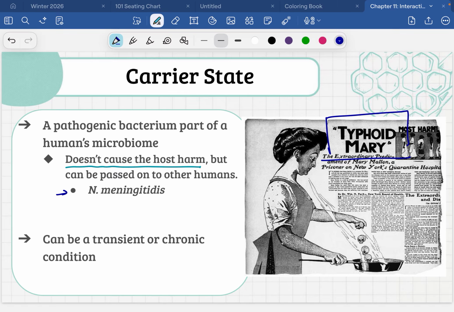It doesn't really matter. But Typhoid Mary was a real person who actually lived, and she was in a carrier state of something called Salmonella typhi. She was a carrier of Salmonella typhi, and Salmonella typhi caused the disease typhoid fever.